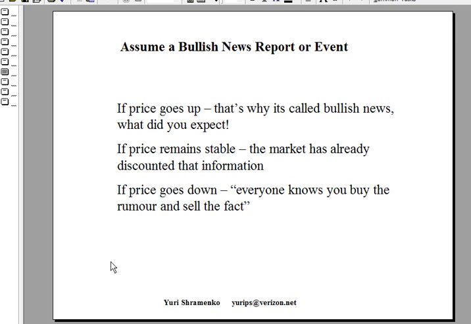So once again, bullish news, price can go up, rationally explained. Price can stay the same, you've got a rational explanation. Price goes down, you've got a rational explanation. But it's not rational. It's a rationalization. Because the price can do anything after your bullish news event, then your bullish news event was irrelevant.